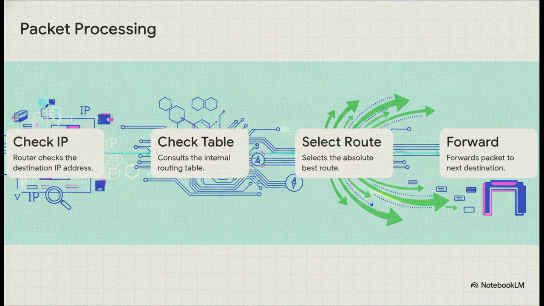Let's track one single data packet. The millisecond a packet shows up, a rapid-fire 4-step process kicks into gear. First, the router checks the destination IP address, basically asking, where are you trying to go? Second, it consults its internal map, which we call the routing table. Third, it picks the best possible route. And fourth, it forwards that packet right out the correct interface toward its next stop.